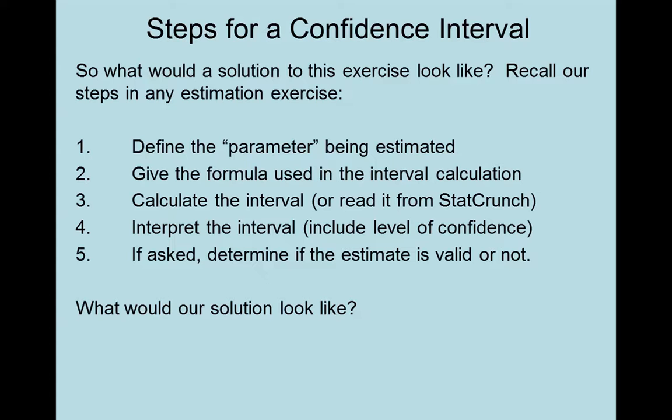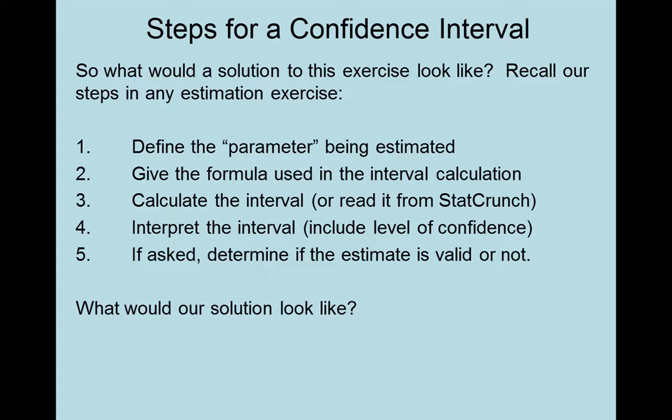Now, as far as the steps for a confidence interval, what you want to do is to make sure you define what it is you're trying to estimate. In this case, with independent samples, a lot of times it's easier to define the two means separately and then say, I'm trying to find the answer to this one minus this other one. Give the formula you would use in your interval calculation. That's just your y bar 1 minus y bar 2 plus or minus your t-score times that square root. Go ahead and calculate the interval.